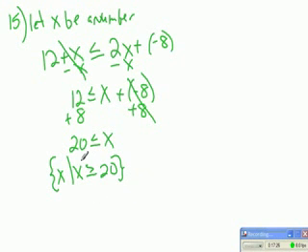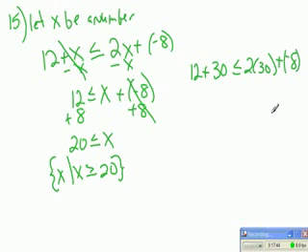Alright, and I need to check my work. So I need it to be greater than or equal to 20. 21, 22, whatever. 30 maybe might be easier to work with, doesn't matter. So 12 plus 30, less than or equal to 2 times 30, plus negative 8. So I replaced my x's in this statement with 30, because that number would fit. It's greater than or equal to 20.